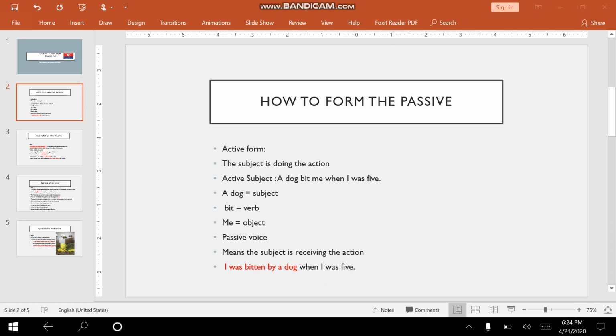When it becomes passive, it means that the object will be the subject of the sentence. So the subject is receiving the action. Okay? I was bitten by a dog when I was 5.